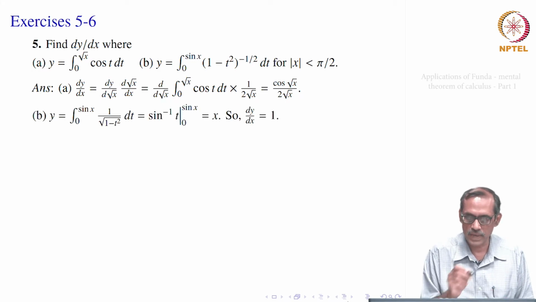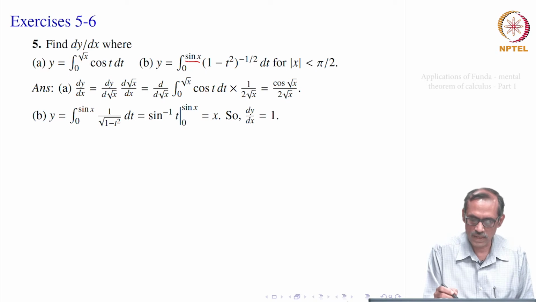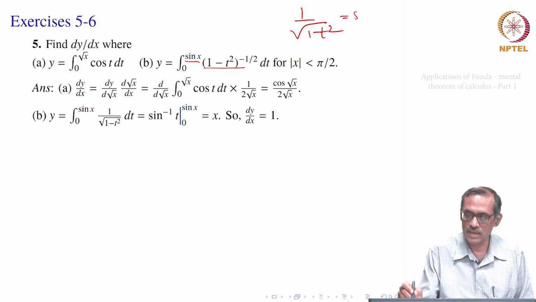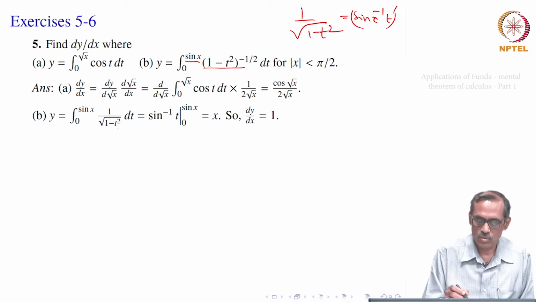Now, similarly, we will try b. In b, instead of root x we have sin x. So, y equal to this. Of course, we can do an easier way here, because we find that 1 by square root of 1 minus t square is really the derivative of sin inverse t, right. So, we can do a better way. We keep 0 to sin x as earlier, instead of applying straightforwardly the earlier technique in A, and we can integrate it. So, 1 by square root of 1 minus t square gives sin inverse t evaluated at sin x and 0.